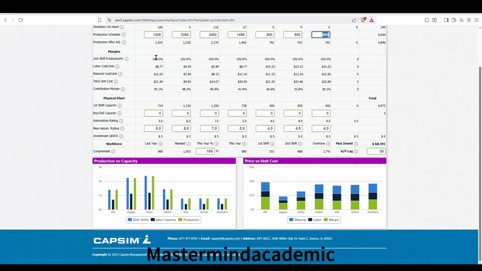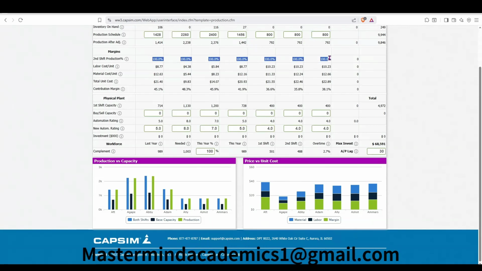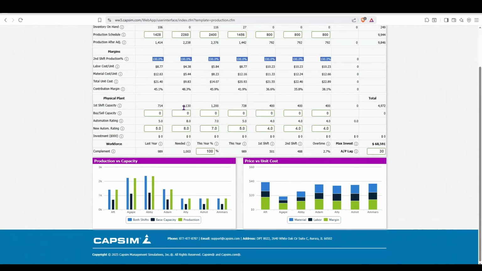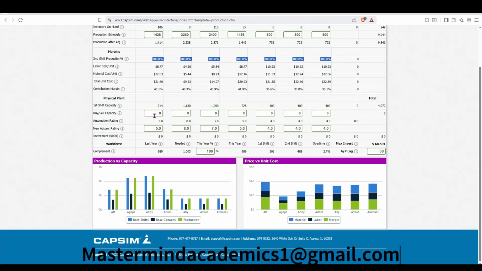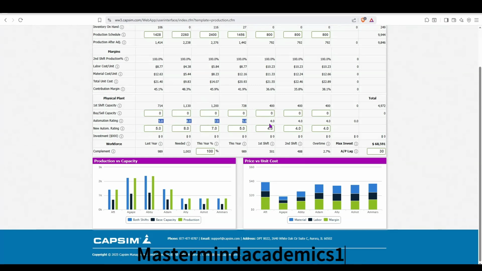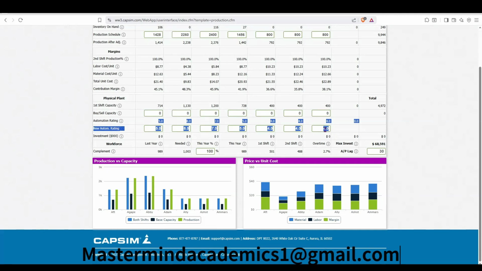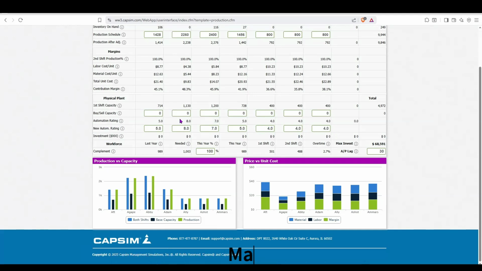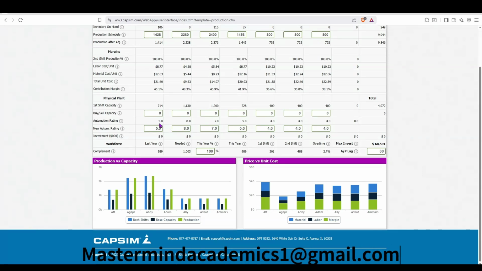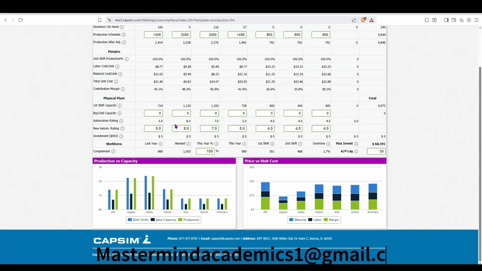So down here you can see that we have used our second production 100%. This means that we need to buy more capacity for our products. Also, you can see that in the second round I invested more in the automation, and this will help us to reduce the labor costs and the material costs so that we can maximize the profits. That's why I invested more under the automation.